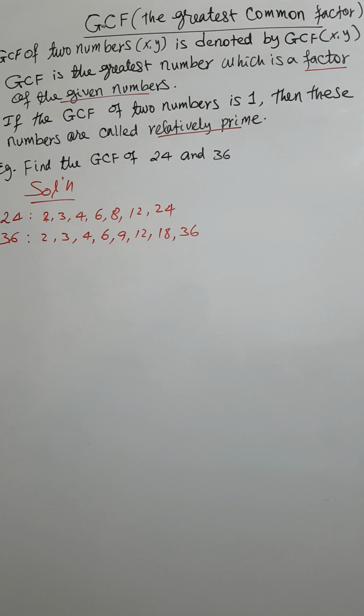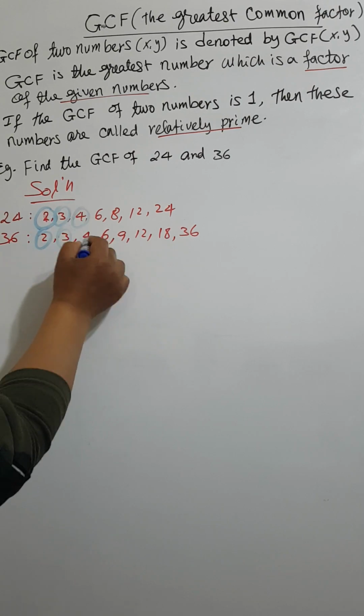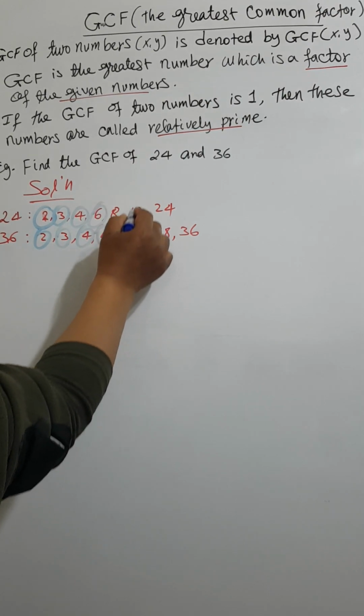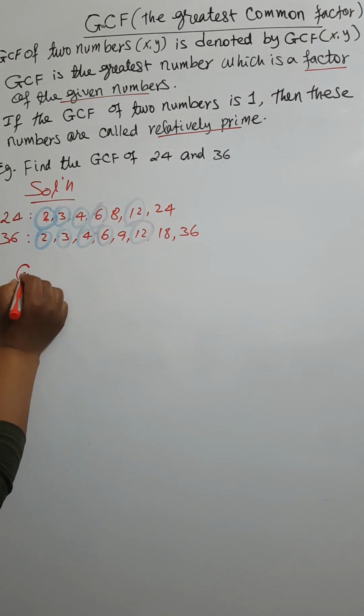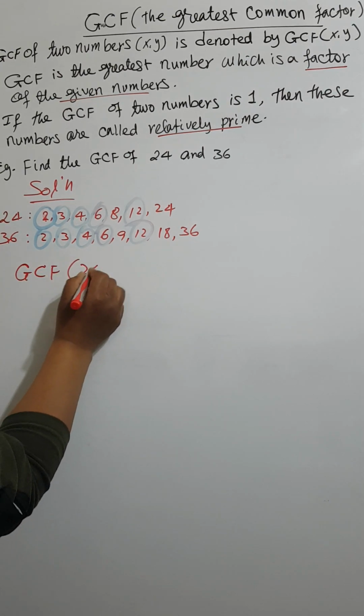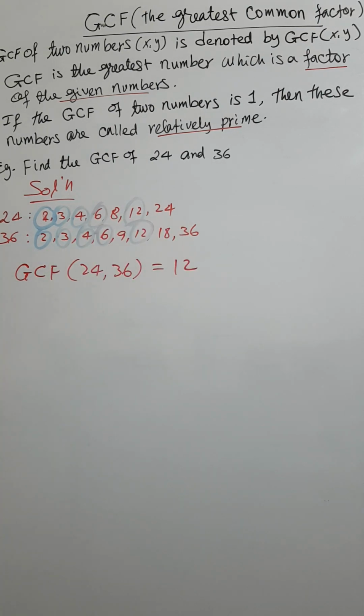Of the common factors we have for 24 and 36, 12 is the bigger one, the greatest one. So the GCF, the greatest common factor, of 24 and 36 is simply 12.